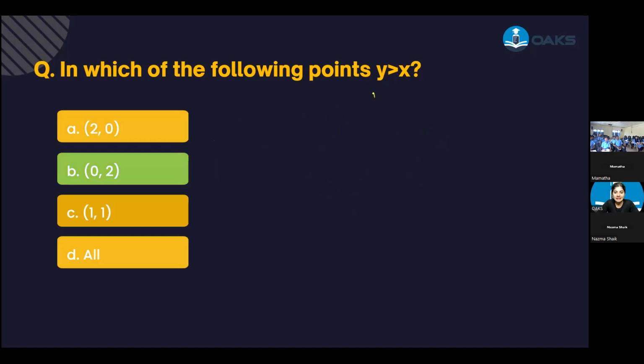Now between boys and girls, boys are at 2 points, girls at 1 point, and here 0 comma 2 is the correct answer. So that's why I always told you to be attentive and get awareness.